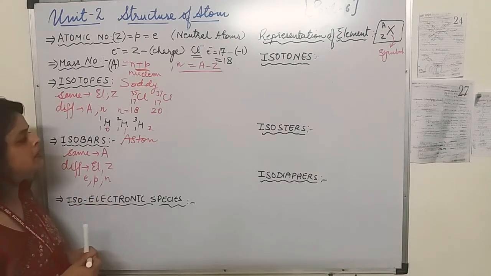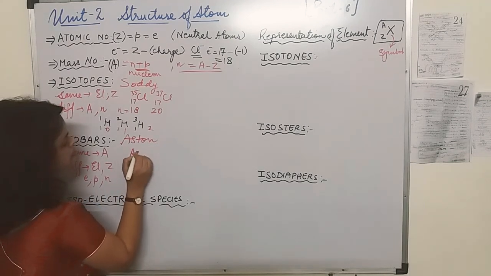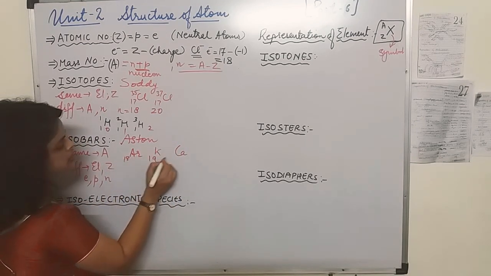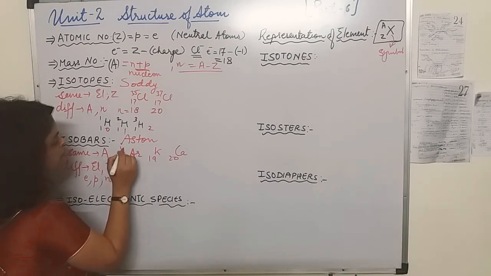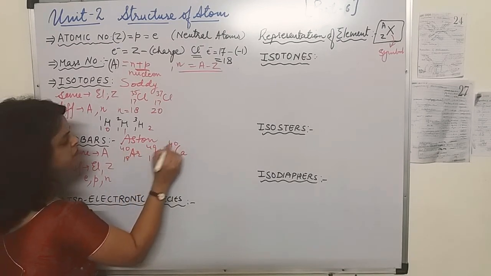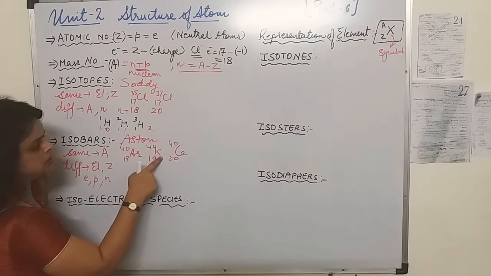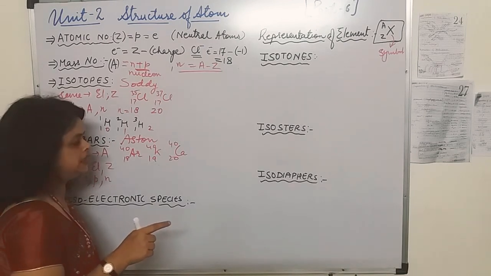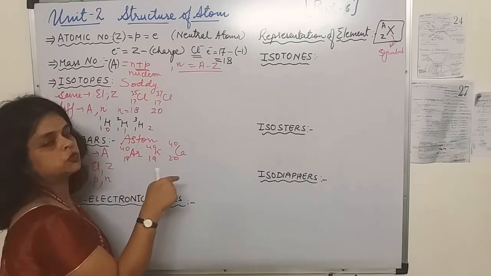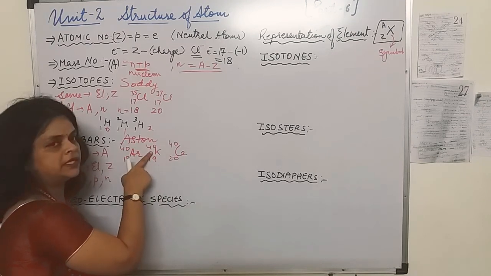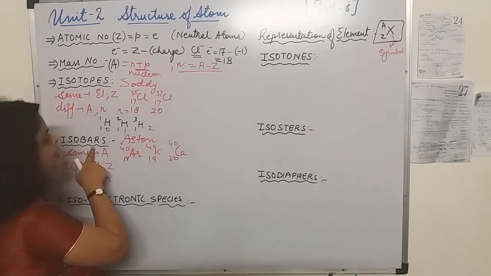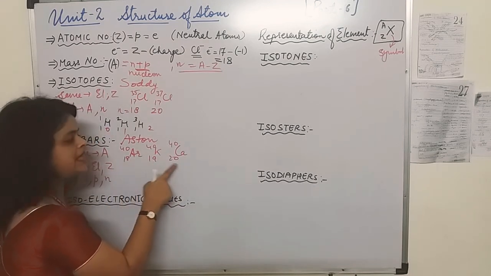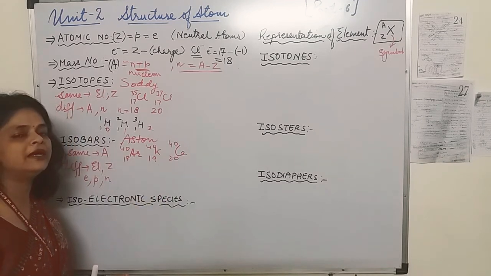We will take the example of argon, potassium and calcium. Atomic numbers 18, 19 and 20, and all of them have the mass number of 40. See students, this is potassium whose mass number is 40. I have not written 39, though generally we take 39, but here I am taking another isotope of potassium whose mass number is 40, so as to explain isobars. Now these three examples constitute isobars.